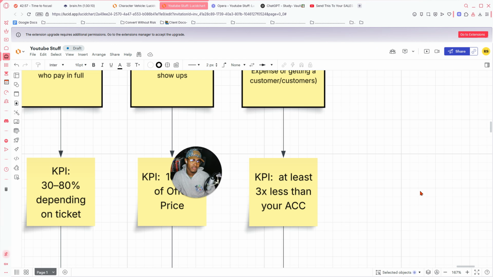If you collect, let's give a perfect example, exactly 3 times your average collected at your CAC. So if your cost to get a customer is $500 and every person you get as a customer is paying you at least $1,500 upfront on average, you have a 3-to-1. That means you can spend $1 and get $3 back.